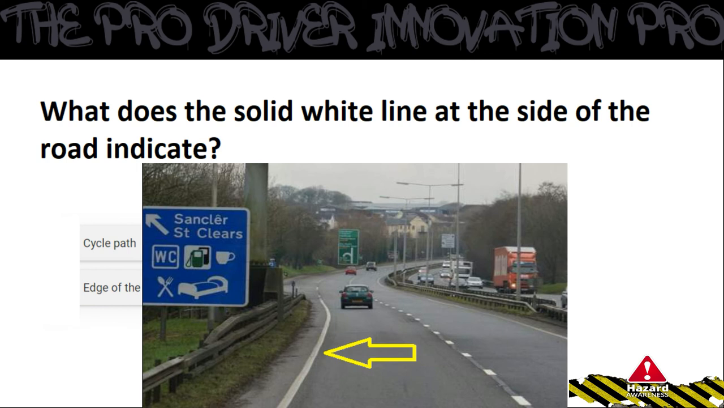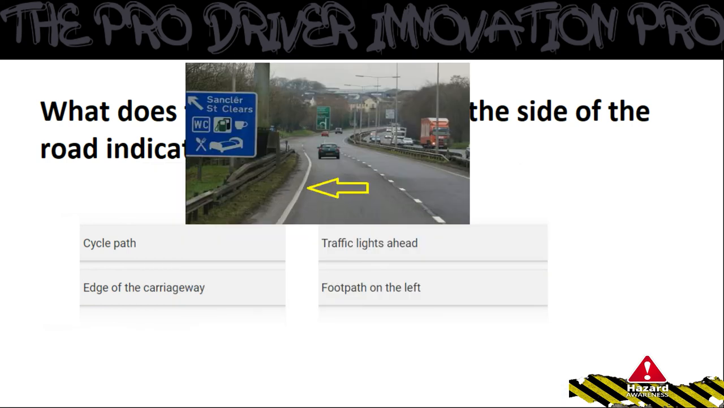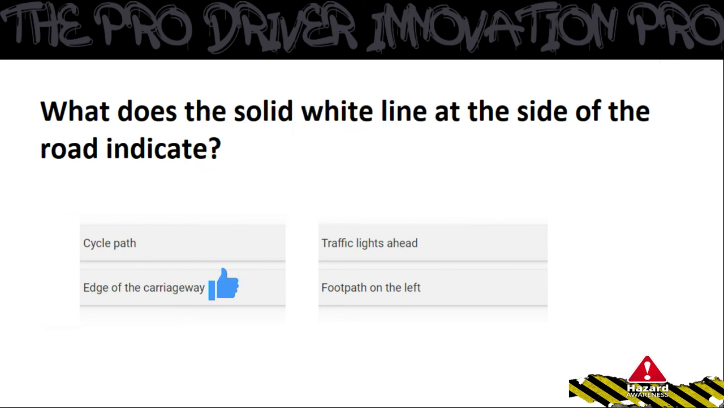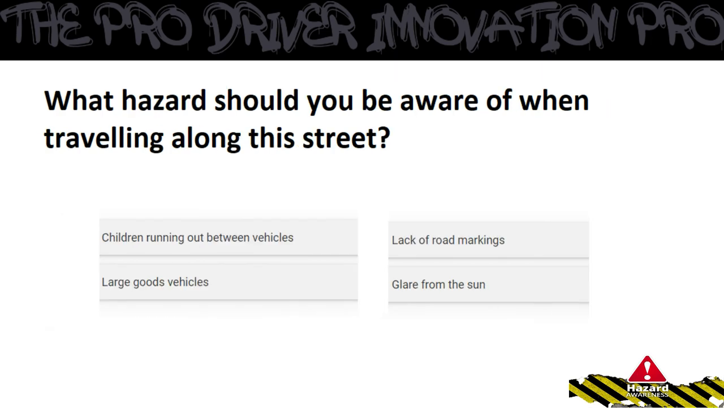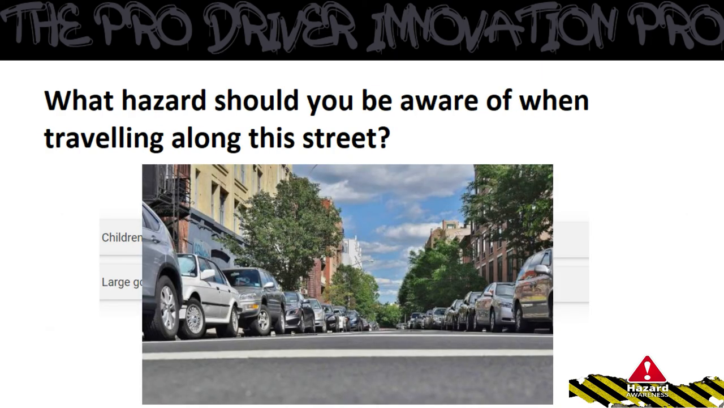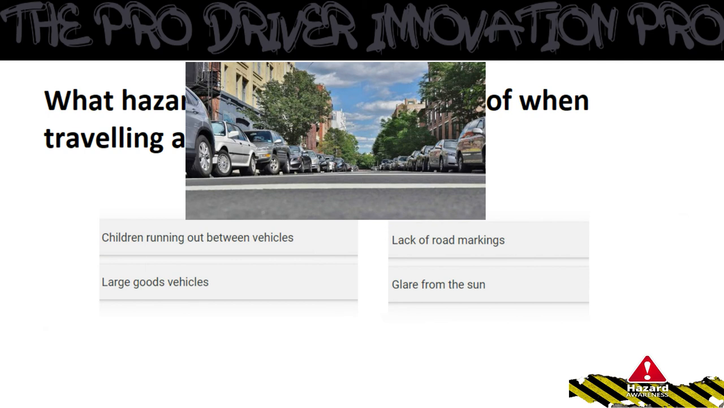What does the solid white line at the side of the road indicate? Cycle path, traffic lights ahead, edge of the carriageway, footpath on the left. Edge of the carriageway.